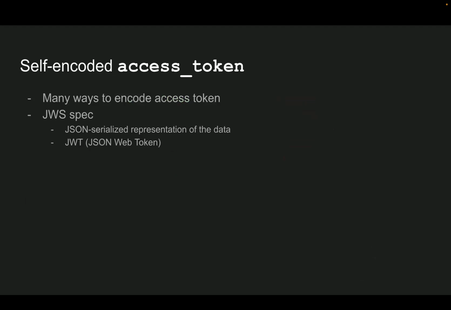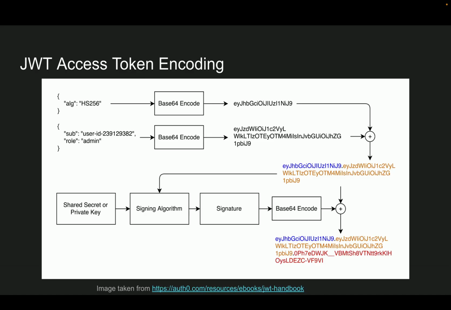Now let's see self-encoded access tokens. That means we don't want to store access tokens in any database. We want to encode all the information in the access token itself. There are many ways to encode an access token. There is no predefined way, but the most used is the JSON Web Signature spec. This is a JSON serialized representation of the data, and we call it JSON Web Token. So this is how we generate a JWT access token. This image is taken from the auth0.com website, so you can refer to it there.